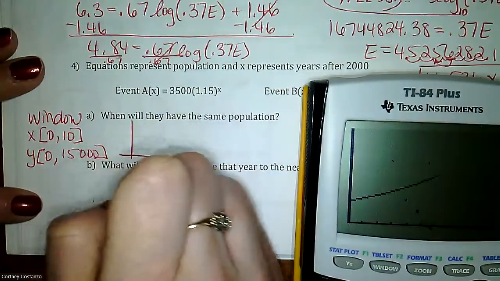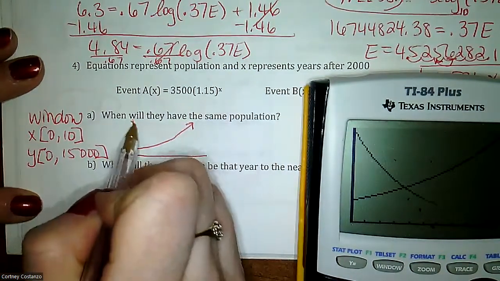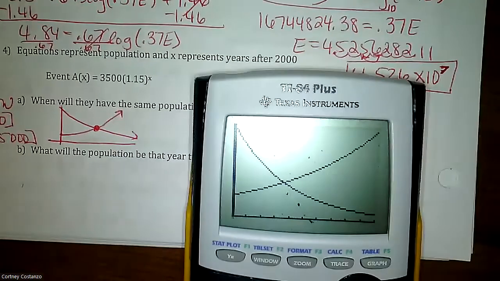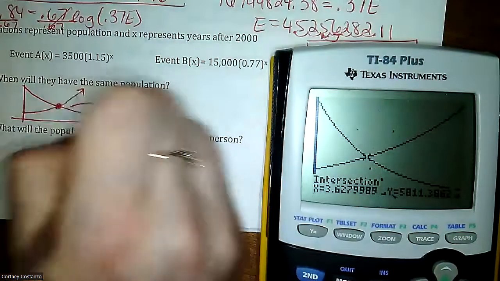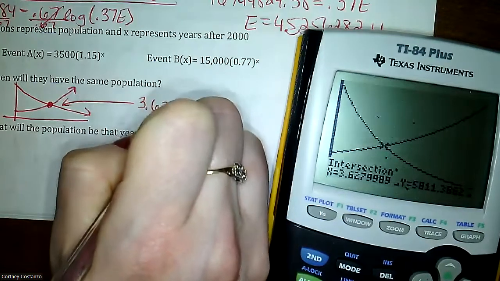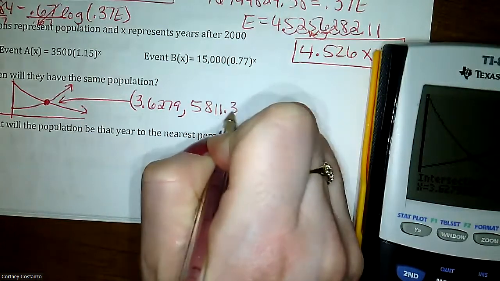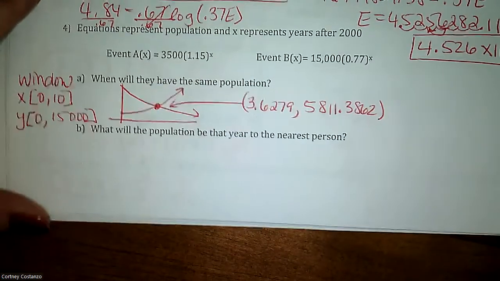I'm going to draw myself a little sketch. There's the event that's going up. There's the event that's going down. They clearly are crossing in the middle, and I want to find out when they equal each other. So second trace, option number 5, move that blinky spider if you want, but it's the only intersection point, so hit 1, 2, 3. Beep, beep. That intersection is at 3.6279, comma, 5811.3862, something like that.